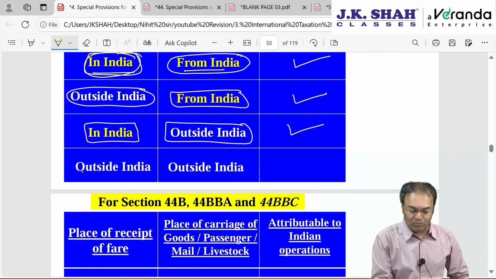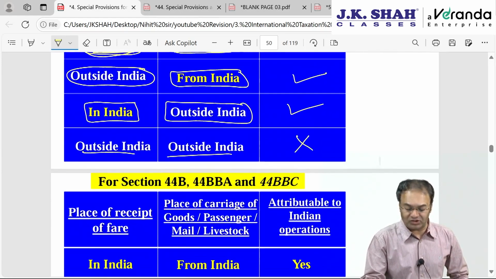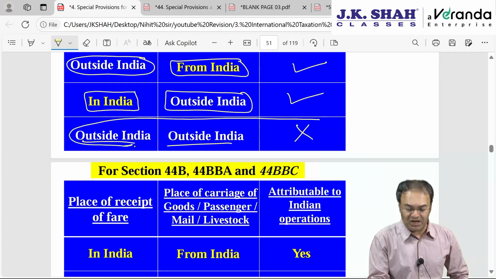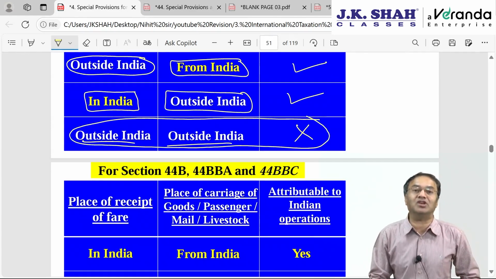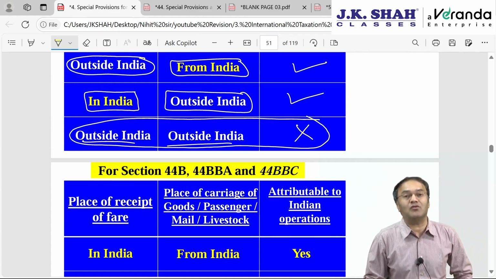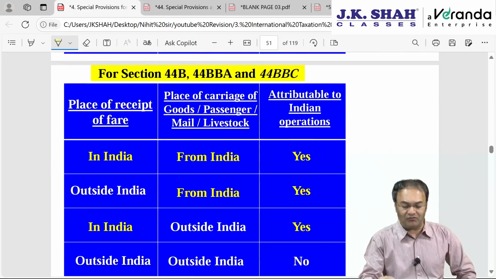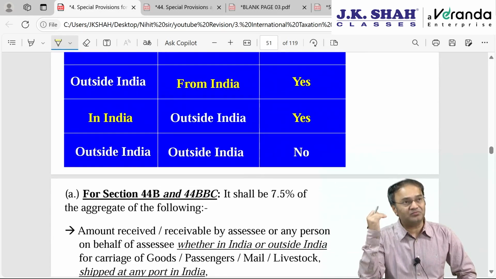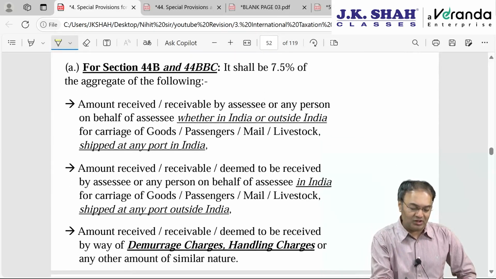And in case both the things are outside India, then it is not deemed to be attributable to Indian operations. So the only possibility of not being attributable to Indian operation is when both the things are outside India. Place of receipt is also outside India, and the place of origination of journey, the beginning of journey, is also outside India. Okay, this is applicable for 44B, 44BB and 44BBC. 44B is for ships other than cruise ships, and airlines, and 44BBC is for cruise ships, luxury ships. Okay, so that was in a tabular form.